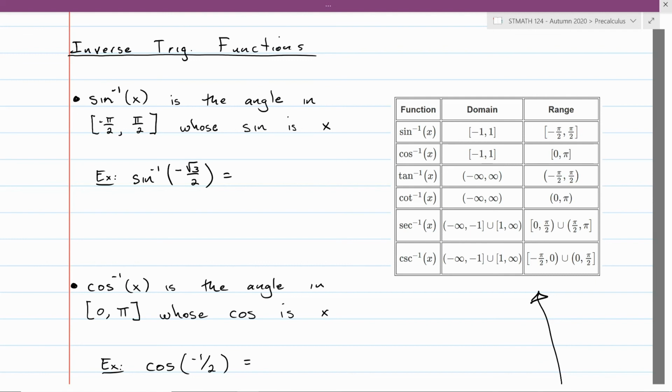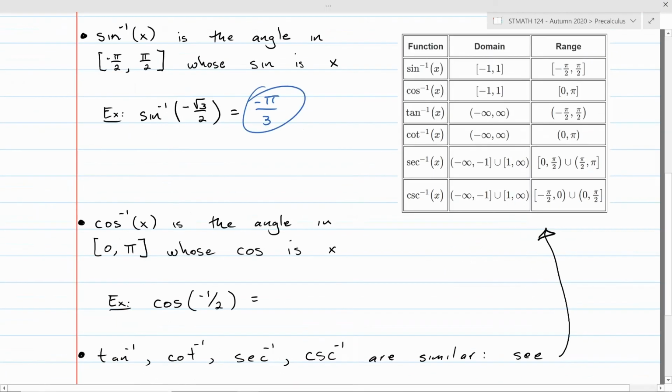So if I say, hey, what's sine inverse of negative square root of 3 over 2? It's asking, what is the angle between negative pi over 2 and positive pi over 2 where sine is equal to negative square root of 3 over 2? And if you go look at that unit circle, you're going to see between negative pi over 2 and positive pi over 2, the place where the y-coordinate is negative square root of 3 over 2 is negative pi over 3. I didn't plug anything into a calculator.